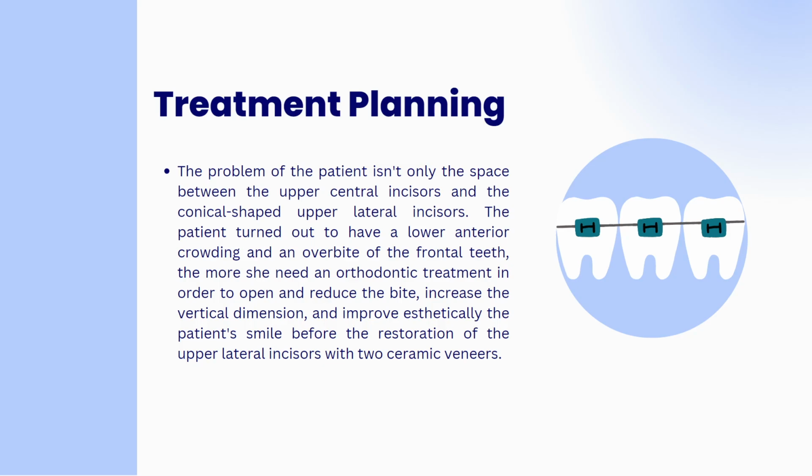Treatment planning. The problem of the patient isn't only the space between the upper central incisors and the conical shaped upper lateral incisors. The patient turned out to have a lower anterior crowding and an overbite of the frontal teeth. She needs an orthodontic treatment in order to open and reduce the bite, increase the vertical dimension, and improve aesthetically the patient's smile before the restoration of the upper lateral incisors with two ceramic veneers.